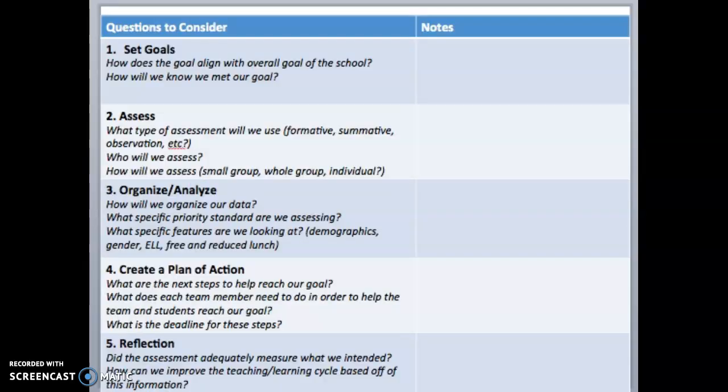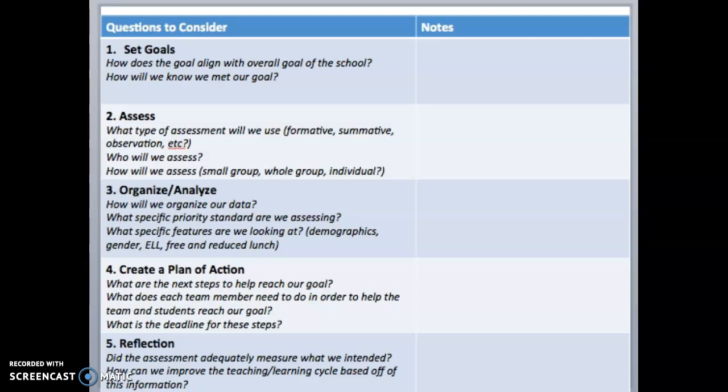Next is a graphic organizer that I created that relates to the graphic. I think that this would be really beneficial to teachers because they would have a more focused way of talking about data. So these are the steps, and then there are questions underneath to help teachers guide their discussions as they are talking about data.